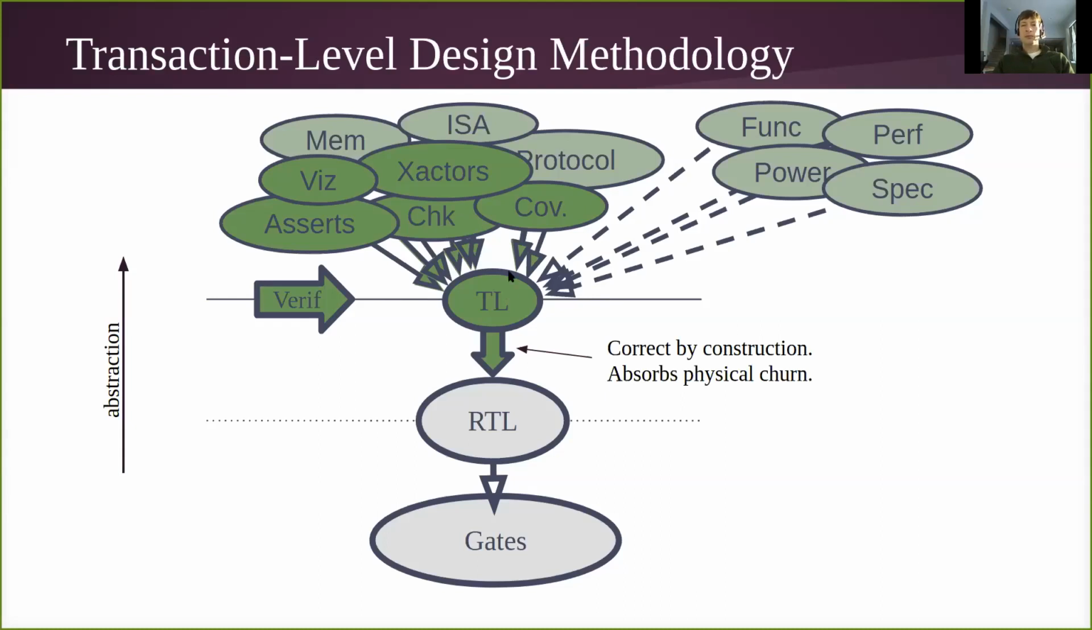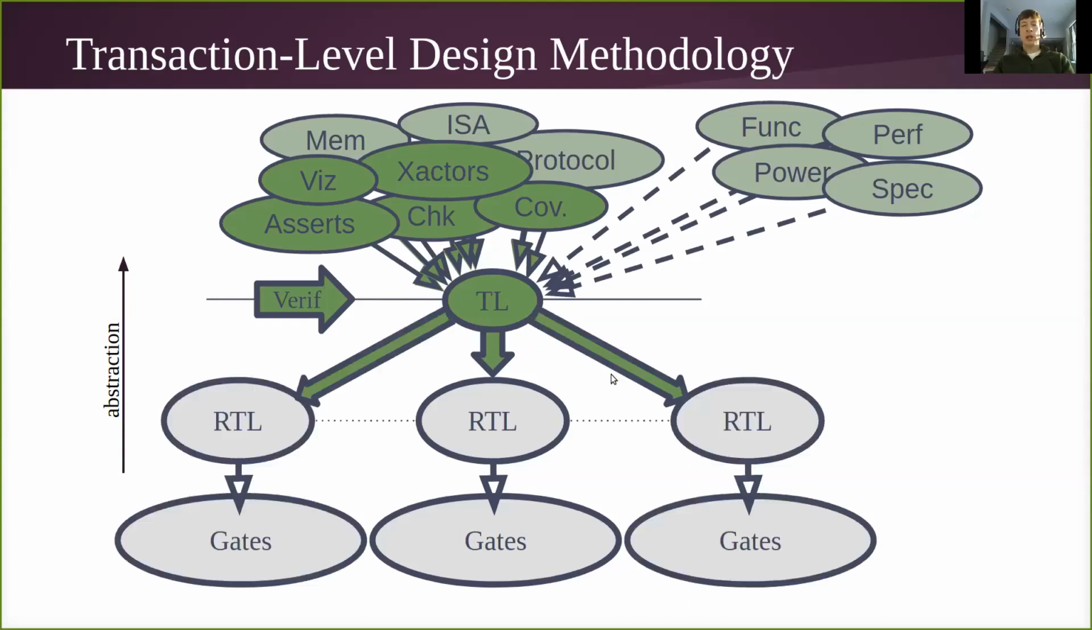Because the golden reference is at a higher abstraction level, there's less effort to connect the higher level models to the transaction level. That simplifies the verification effort to associate these models through all the various changes that can happen over the course of the design process. So these correct by construction mappings help to absorb the physical churn of the model. They also enable various implementations of the overall behavior. So one model and one verification effort can be implemented in multiple different ways.